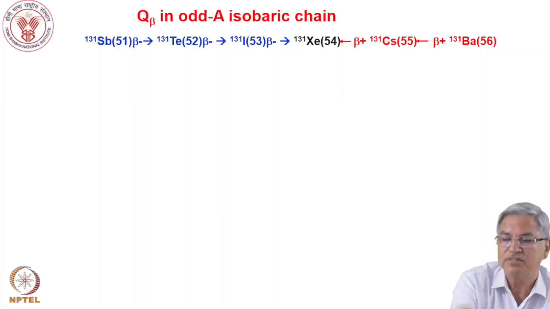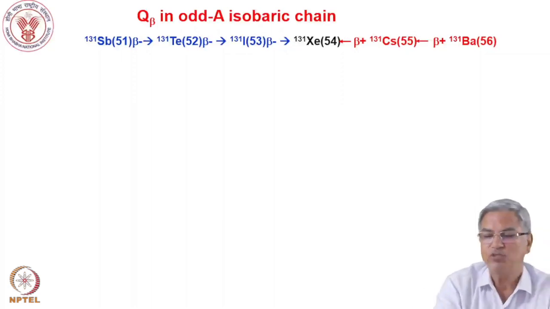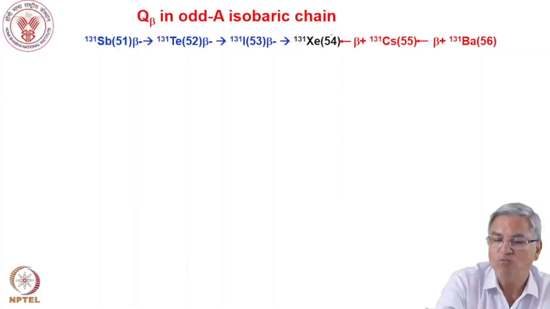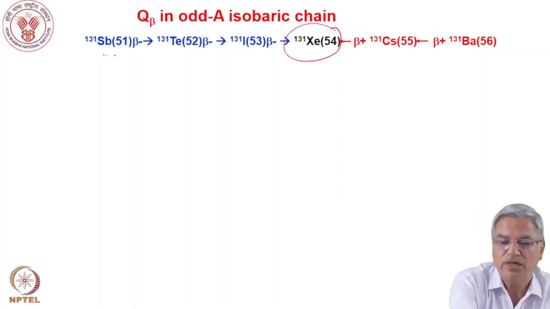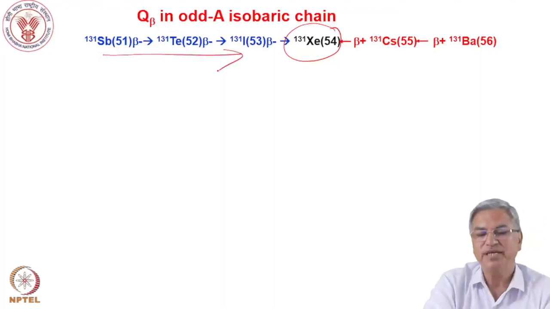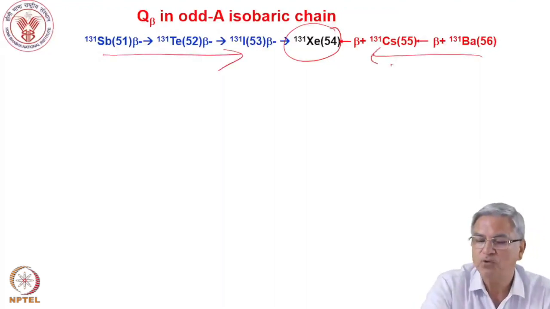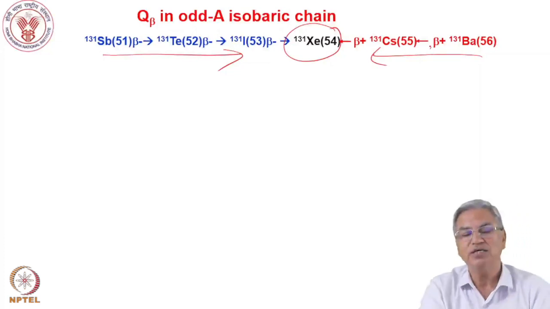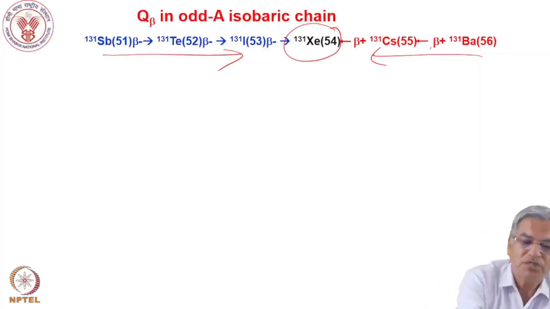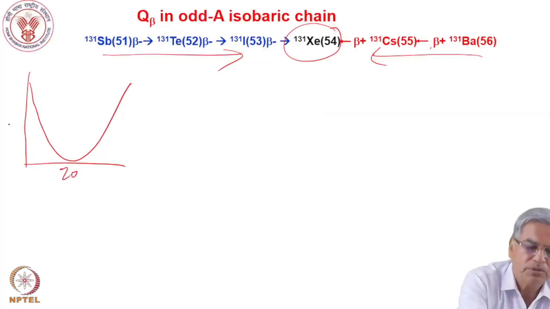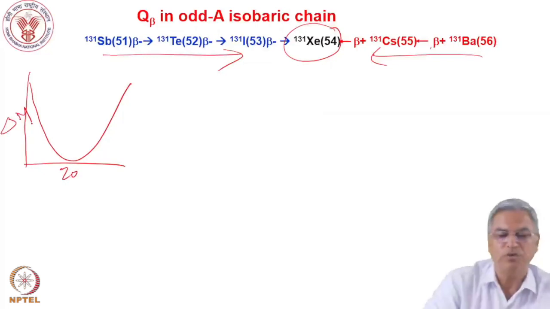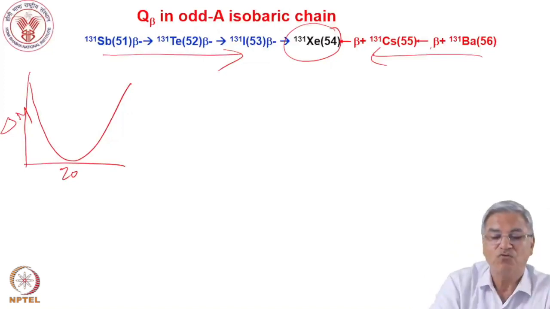So this is a typical example of an isobaric chain for odd A. You have one stable isobar, shown in black, and the ones on the left hand side are undergoing beta minus decay, and the ones on the right hand side are undergoing beta plus decay to reach stability. This can be shown as a mass parabola. This is Z0, this is delta M or Q beta. Now let us try to derive an expression for the Q beta from this graph.